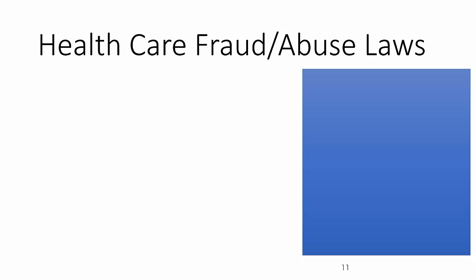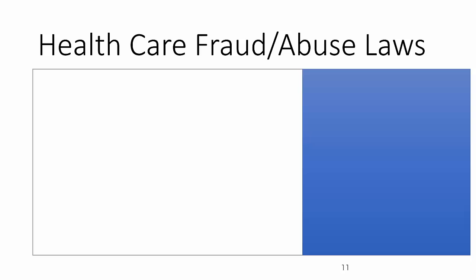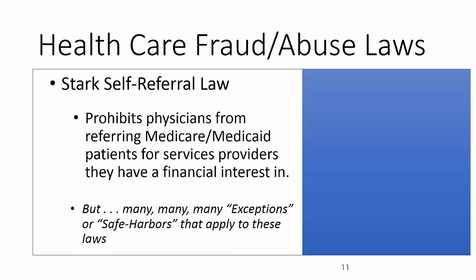First, I want to provide a really brief overview of the two federal healthcare laws that relate to what ACOs do. The first is the physician self-referral law, also called the Stark Law, after Congressman Pete Stark, who drafted the law back in the 1980s. And in simple terms, the Stark Law prohibits physicians from referring Medicare or Medicaid patients, or patients from any federal health program, for services that the providers have a financial interest in.